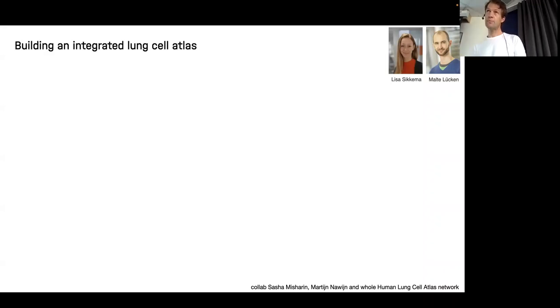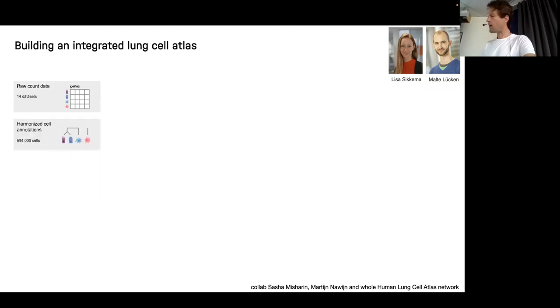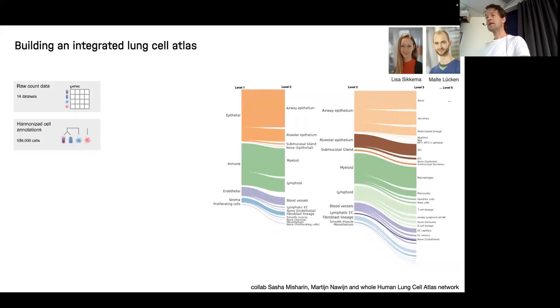This is work by Lisa, a PhD in the lab, together with Malte, a postdoc at the time, now setting up his own show. What we did, and I should mention, this is a huge international collaboration, particularly strong contribution from Sasha and Martijn, but essentially the Human Lung Cell Atlas network. In this case, we looked at 14 datasets that have been published on the lung, compiled something like 500,000 cells with annotations. And then these annotations were complex.